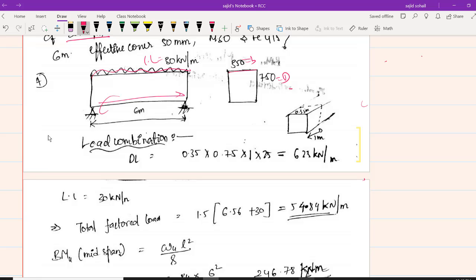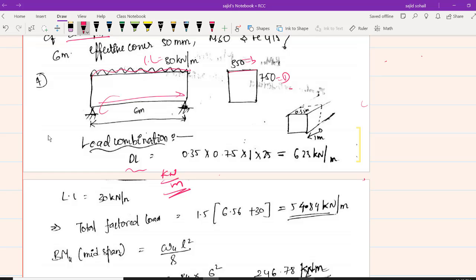We have to do it, right? So what is your dead load? Dead load is nothing but the unit weight times the volume of your concrete, right? I'm calculating per meter length, because I want kilonewton per meter. So I'm taking 1 meter. If you want to calculate total load also, you can, but you have to remember the units very carefully. Okay, so it is up to you.